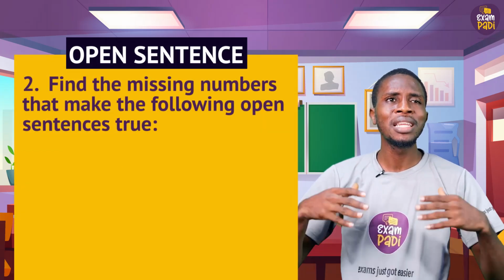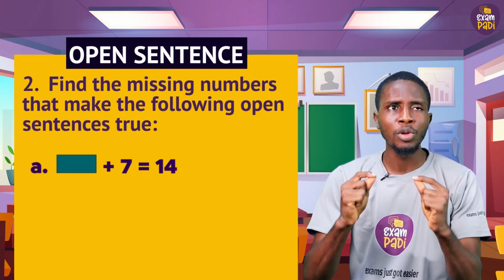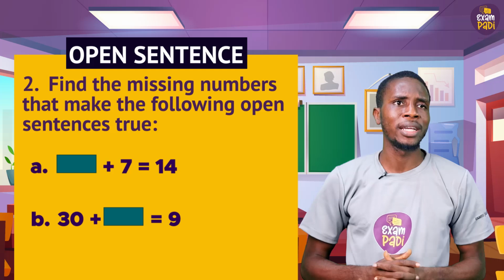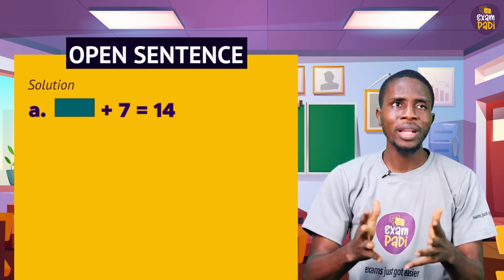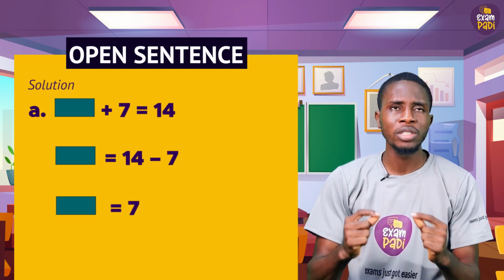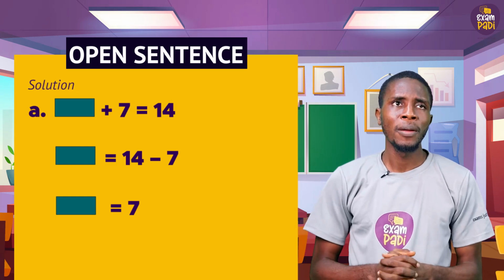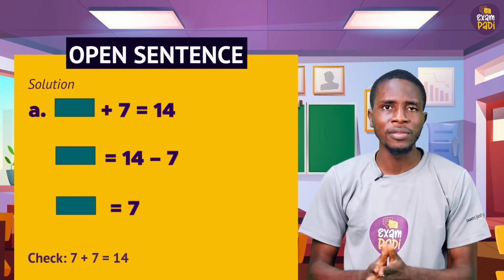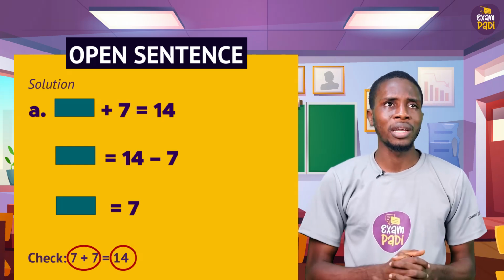Example 2. Find the missing numbers that make the following open sentences true. A. Box plus 7 equals 14. B. 30 plus box equals 9. Solution. Box plus 7 equals 14. Collecting like terms, box equals 14 minus 7. Box equals 7. We can as well check if our answer is correct or not by inserting our answer into the box. 7 plus 7 equals 14.